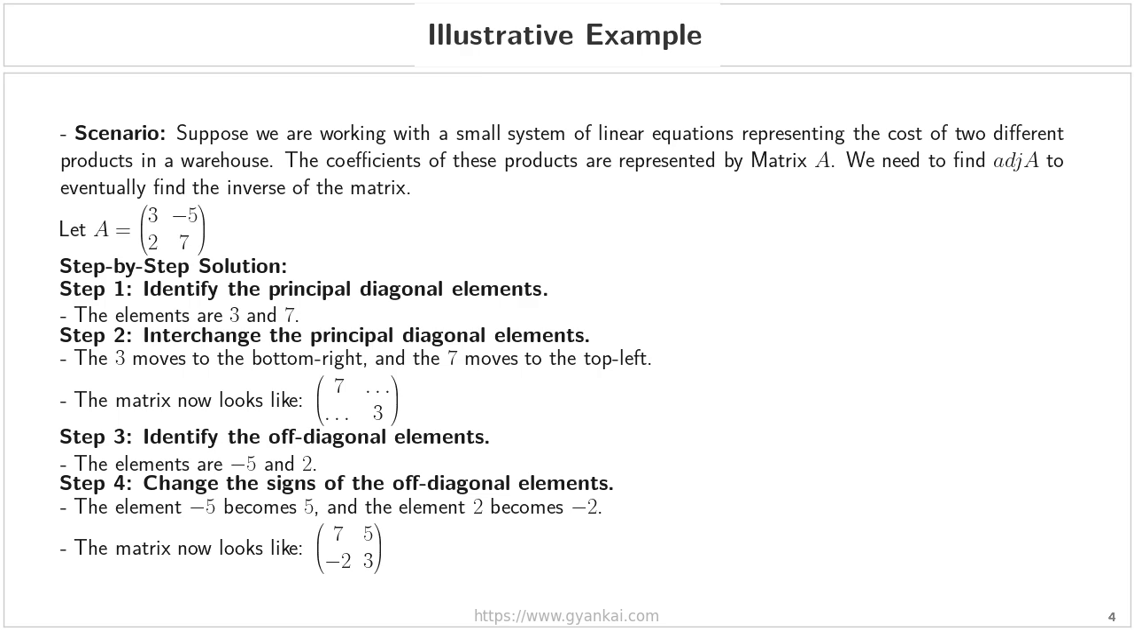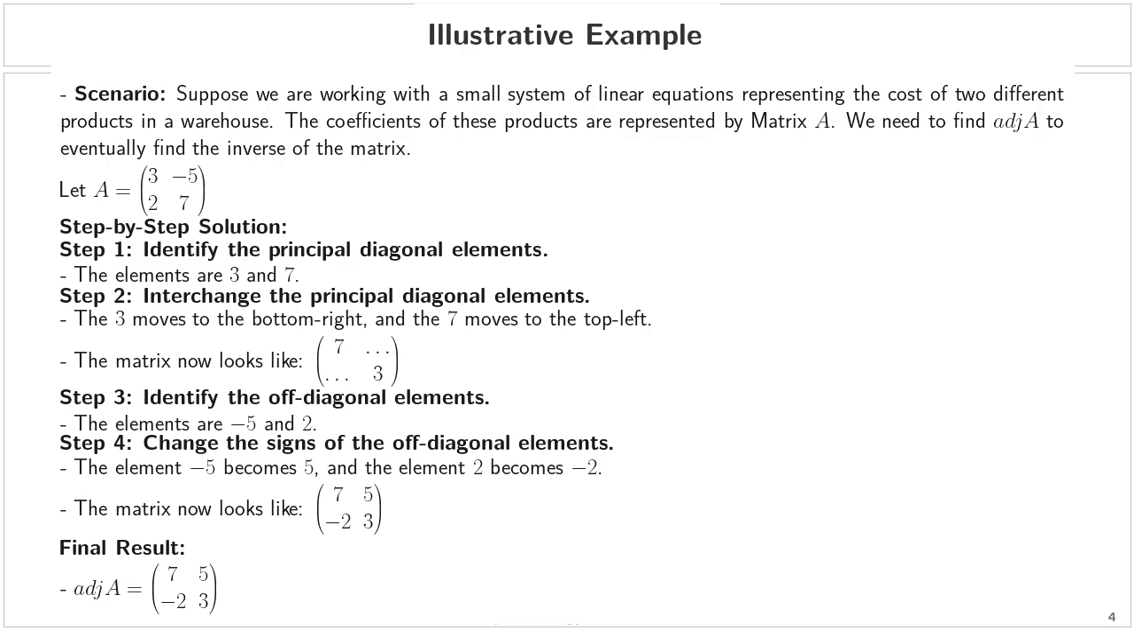If we plug these back into our matrix, it now looks like this. The top row is 7 and 5, and the bottom row is -2 and 3. So, our final result is, the adjoint of matrix A is a matrix with 7 and 5 in the first row, and -2 and 3 in the second row. It's much faster than calculating cofactors, isn't it? But before we celebrate, let's quickly recap the key takeaways to ensure you've mastered the concept.